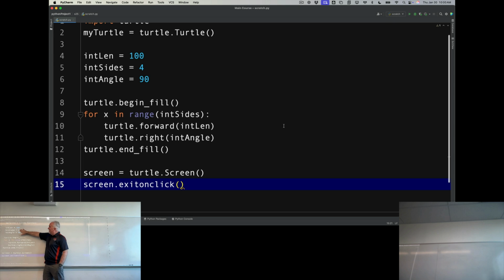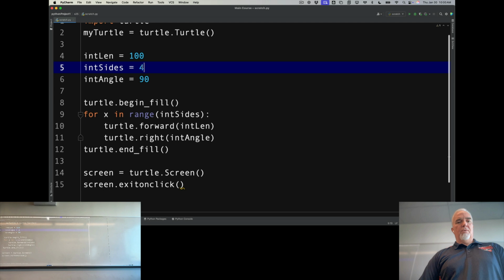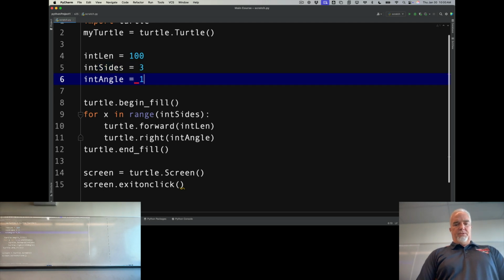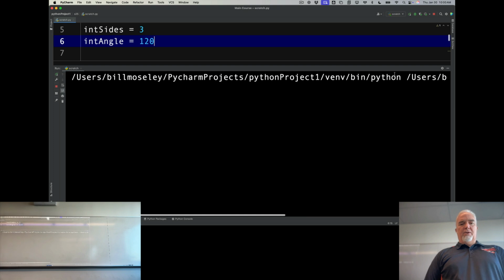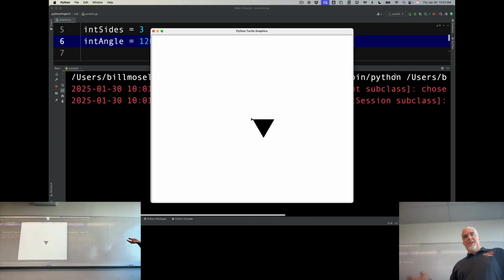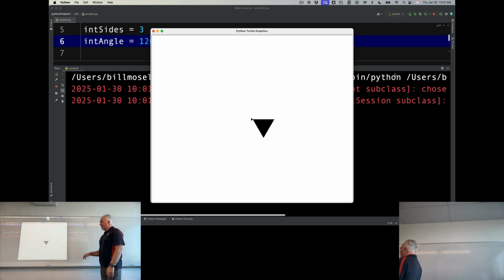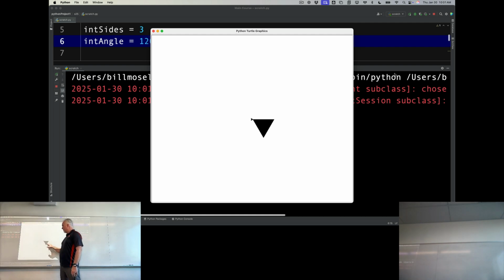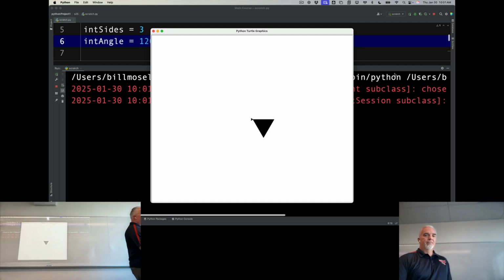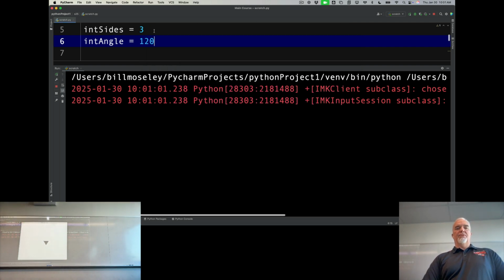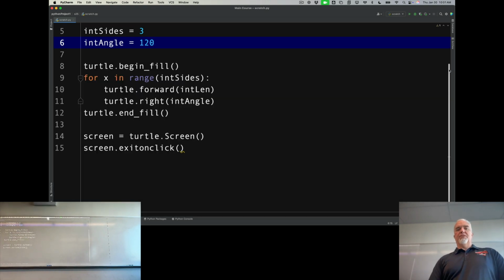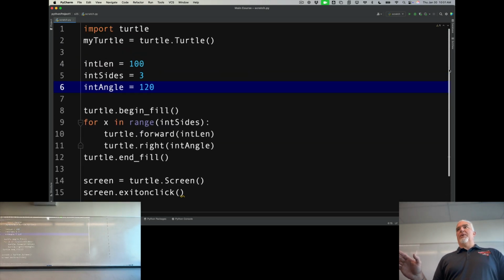So if I change the number of sides to 3, and I change the angle to 120, which I recommend that you do as part of this, then it gives me a triangle, because I know that a triangle has 3 angles or 3 sides, and its angles are 120. Now, let's notice something about these numbers, which is always useful. What is 3 times 120? 360. What is 4 times 90? 360.